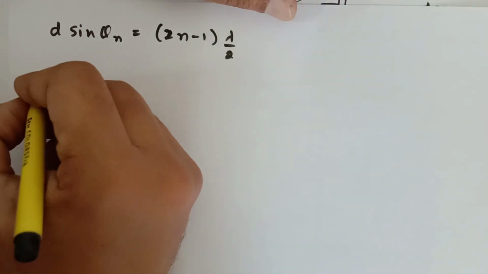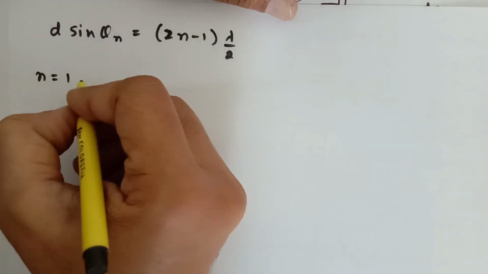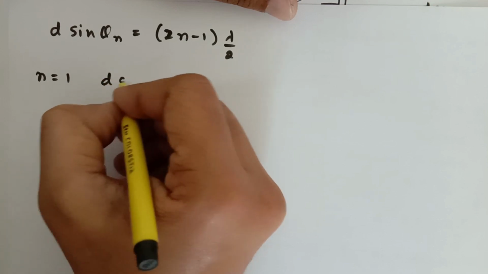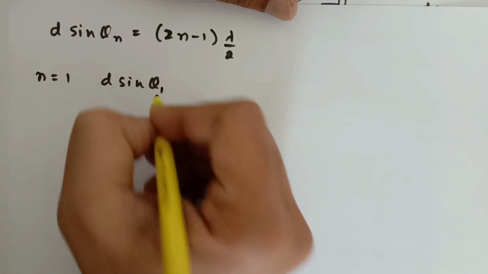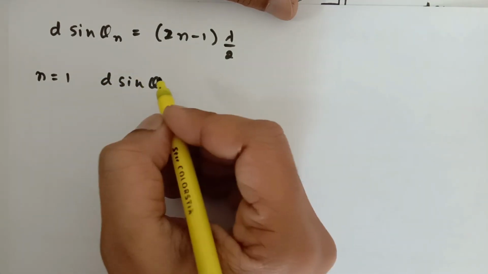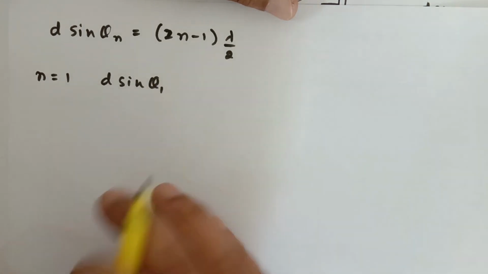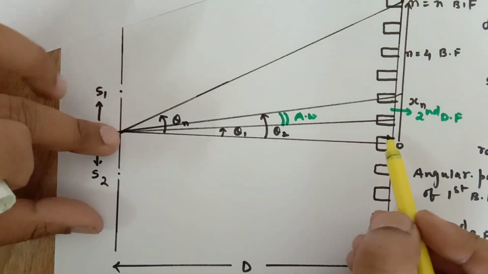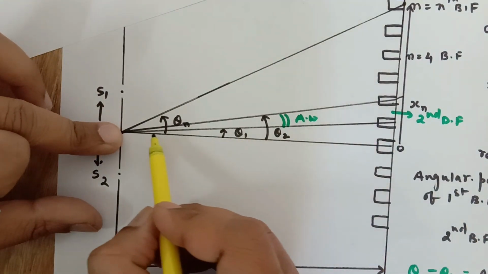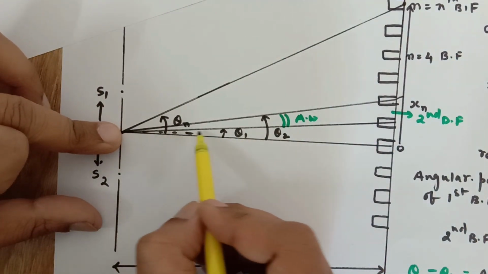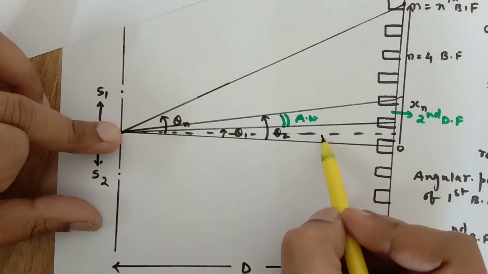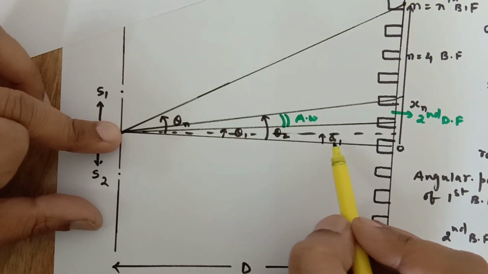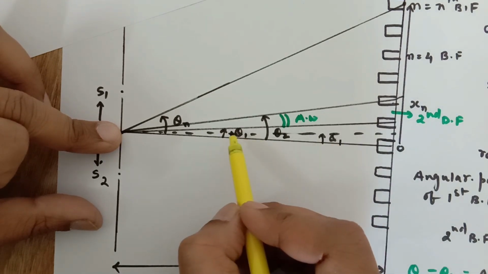Now when I consider the first dark fringe, n is equal to 1, so I would get d sine theta 1, and this theta 1 is not the previous theta 1, this is for the dark fringe. Let me show you over here, that would be even smaller than the earlier theta 1, because I need to connect this with this one, and this angle would again be theta 1, but it is less than the earlier theta 1. This theta 1 is for the dark fringe and that theta 1 is for the bright fringe.